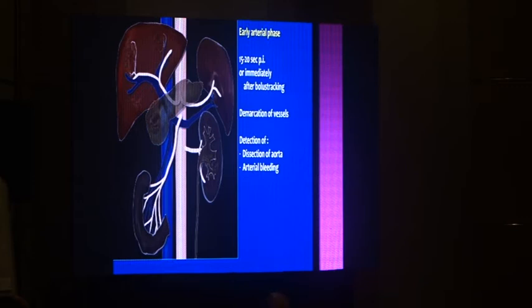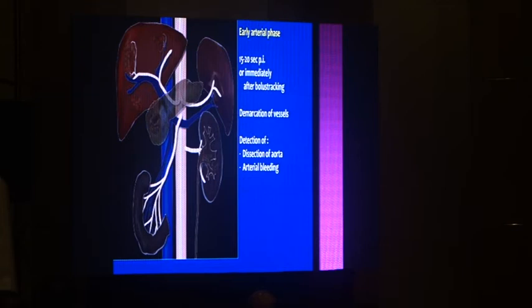In three-phase CT, there are three phases: the arterial phase, second the portovenous phase, and third the delayed phase, part of the nephrogenic phase or hepatic phase. In the arterial phase, we take the films immediately after giving the bolus. The indication for the early arterial phase is dissection of the aorta and arterial bleeding, especially for demarcation of vessels. This is very important.